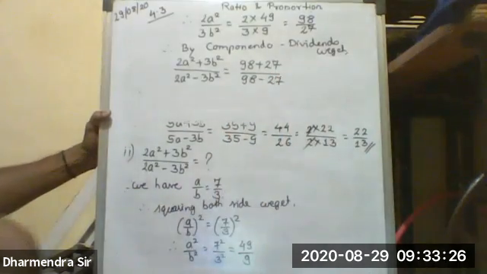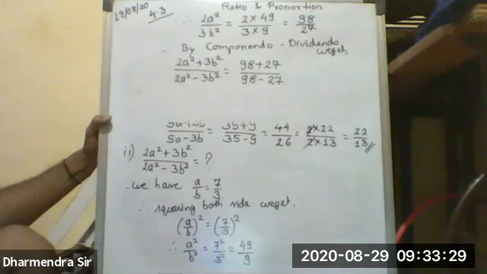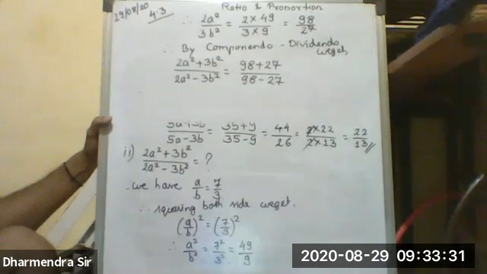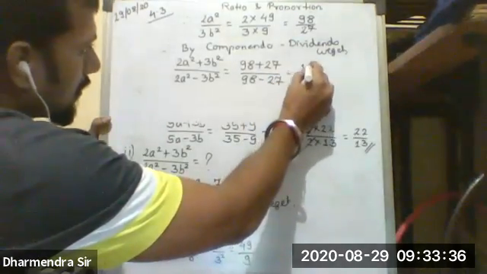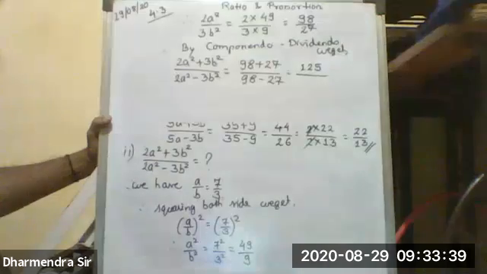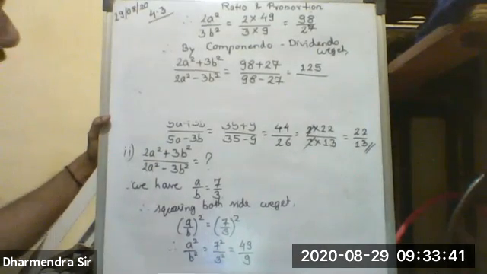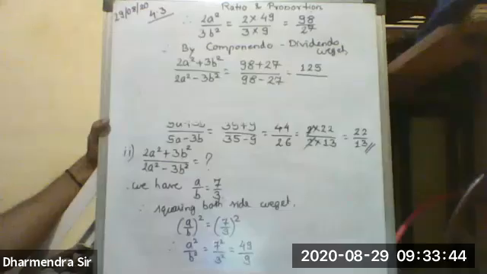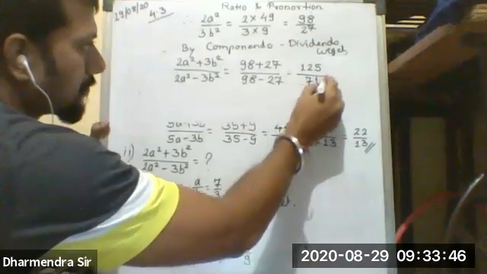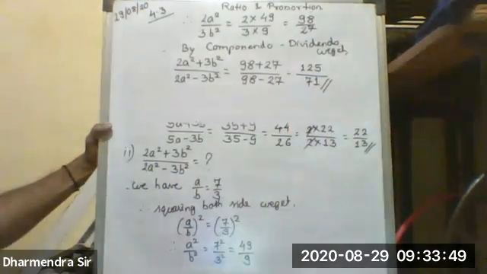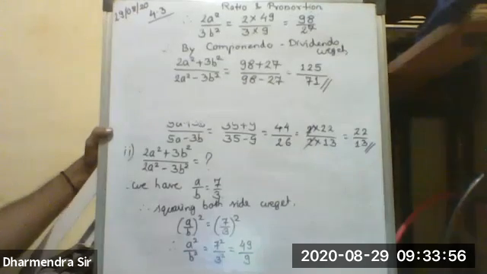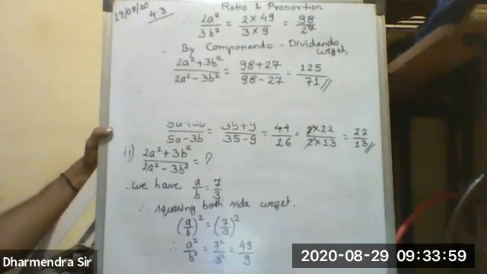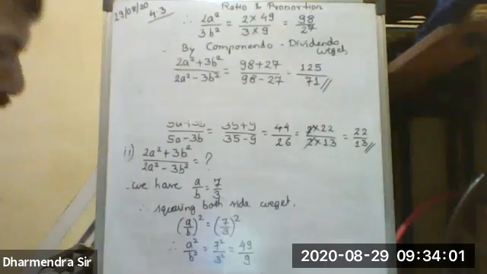So you can see that 98 plus 27. What is the answer? It is 125, and 98 minus 27 is 71, and it does not have any common multiple, as you can see. Is there any common multiple? So there is no common multiple. So this is our final answer for the second sub question.